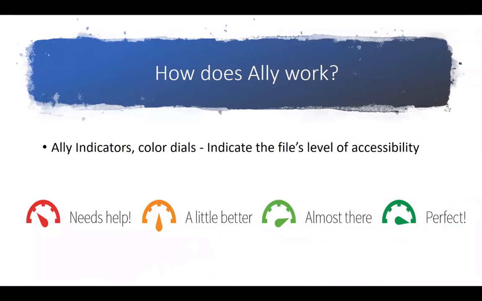So what exactly does Ally do? How does it work? If you've been in any of your classes and already uploaded documents, you may have already seen those color dials: the red, the orange, the light green, the dark green. It gives you basically a visual scale as to what level of accessibility your document is. Red is something you really need to work on. It's got a lot of problems.